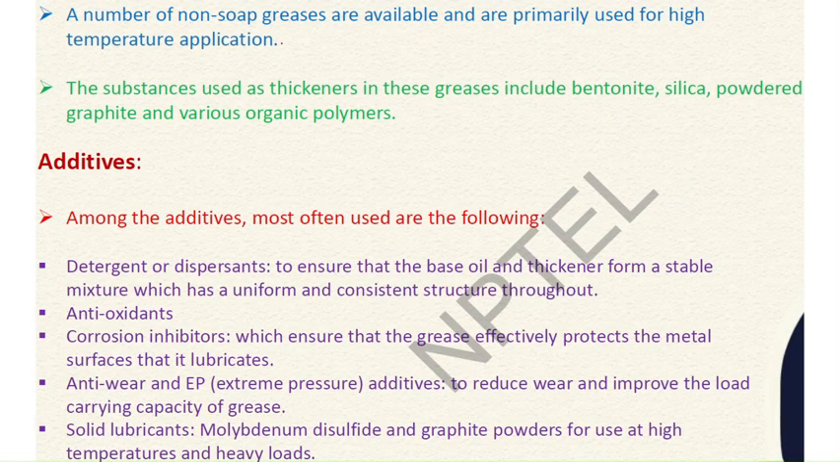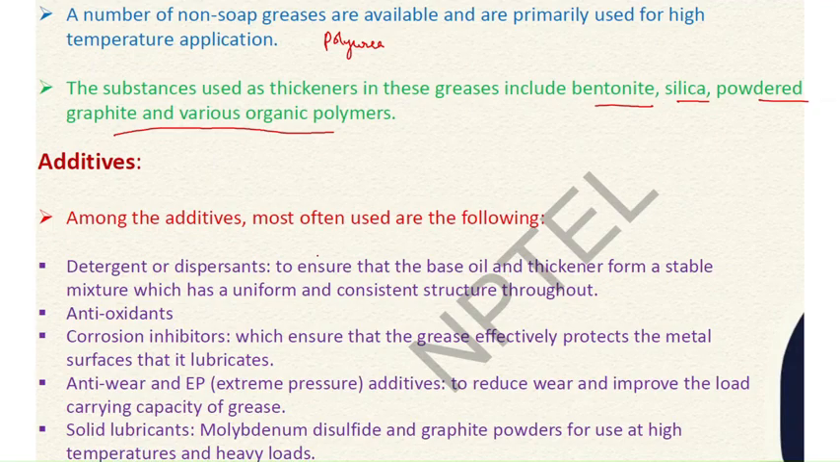A number of non-soap greases are available and are primarily used for high temperature applications. The substances used as thickeners in these greases include bentonite, silica, powdered graphite, and various organic polymers. Non-soap greases such as polyurea are used, and they consist of these thickening agents and additives.